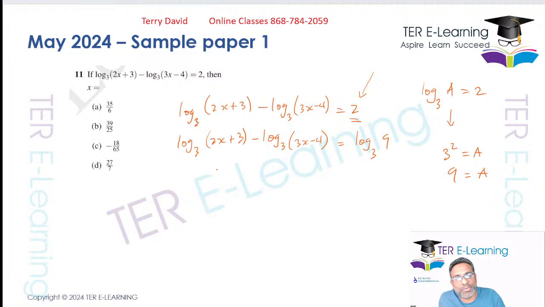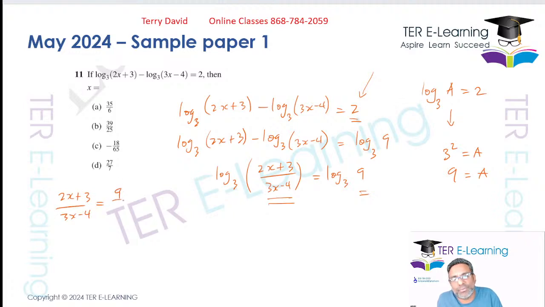On the left hand side, I'm going to use one of our rules for logs. So log to base 3, and when you subtract, it's going to be 2x plus 3 all over 3x minus 4, is equal to log to base 3 of 9. Since you have log to base 3 on both sides, this here has to be equal to 9. So 2x plus 3 all over 3x minus 4 is equal to 9 over 1.